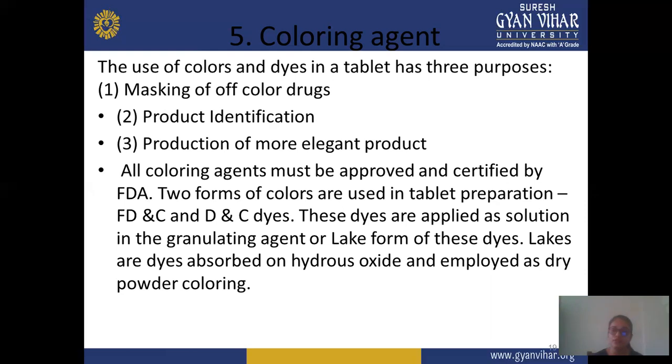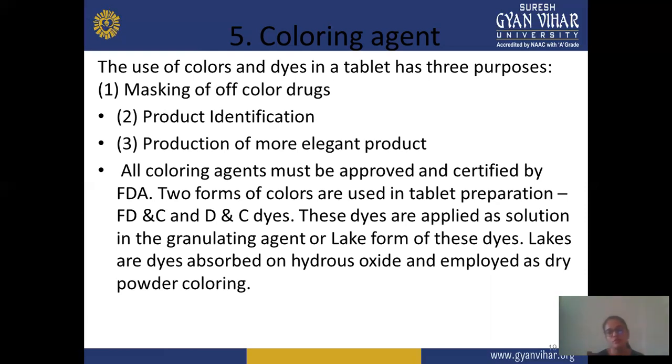Next is product identification, to identify a certain product or make your formulation unique. So you can use this coloring agent, which has a unique color compared to any other tablet. Next is production of a more elegant or attractive product formulation; you also use this coloring agent. Next, all coloring agents must be approved and certified by the FDA. Without approval of the FDA or being given in the FDA list, we do not use the coloring agent.